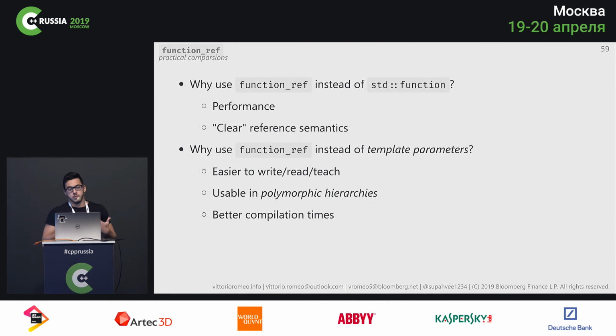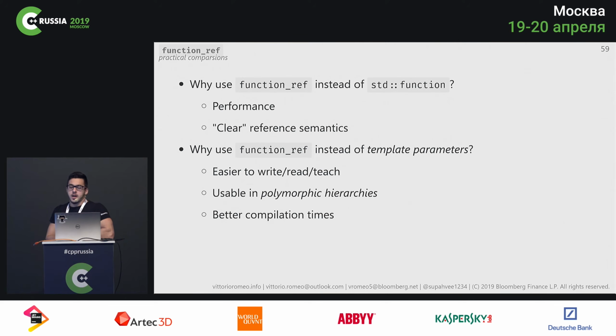So why would you ever want to use function_ref instead of std::function? Because they're very similar. The main reason that I see for this is performance. You can usually get way better performance with function_ref and still maintain your compile time at a fast speed, because you don't have to define this in the header. Also, the clear reference semantics are important in some projects. Like, you want to make sure that people understand that you want to accept a reference to a callable, not own one. So having function_ref as part of your type signature makes it clear what your intent is.